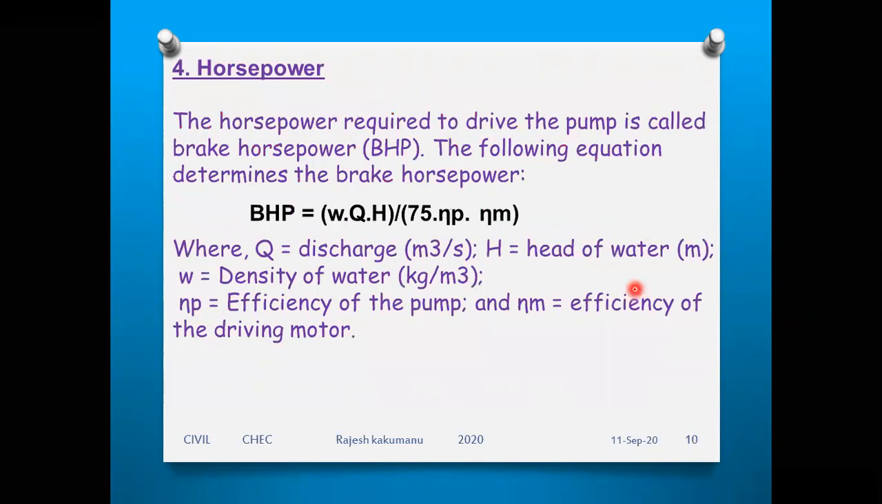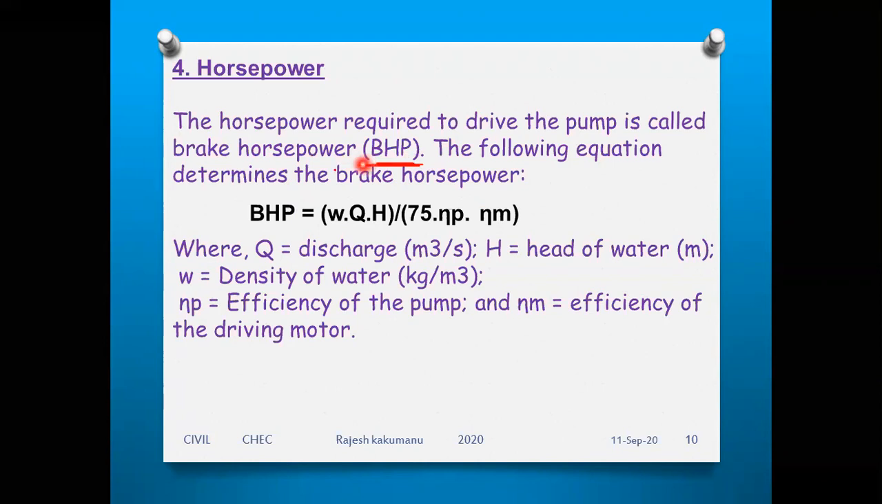Next, fourth one, horse power. Horse power, HP. The horse power required to drive the pumps is called brake horse power, BHP అని మనం సూచిస్తాం. మీరు ఎప్పుడైనా పంప్స్, మోటార్స్ కొనేటప్పుడు just see the label, దానిపైన లేబుల్ ఉంటుంది, HP అని ఉంటుంది. That is a brake horse power, BHP.